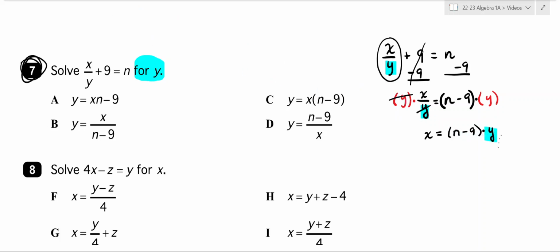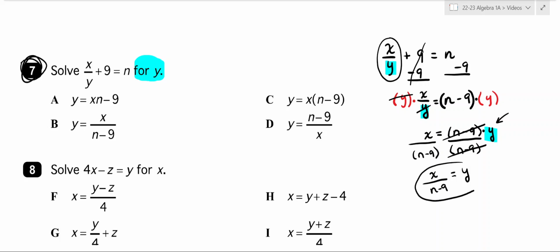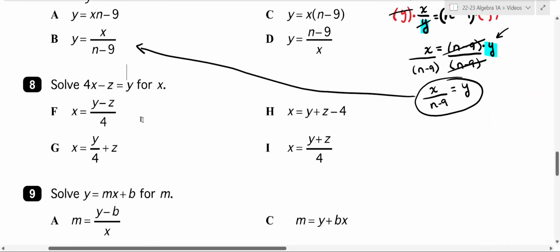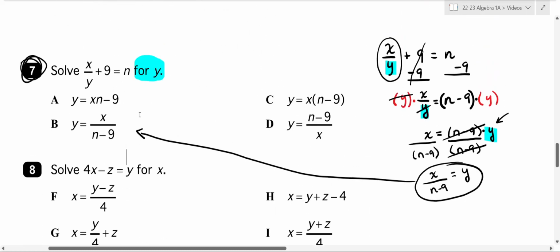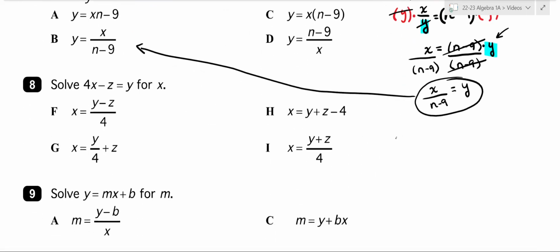Now we can have y by itself, but we have to get rid of this n minus 9. And you see whatever I'm doing on the right side, I have to also do on the left. We have y equals x over n minus 9. Whew, I was getting worried. I was like, oh no, is the answer not there? There you go. So it's B. All right, next example. There's only 10. Okay, whew. All right, number 8.